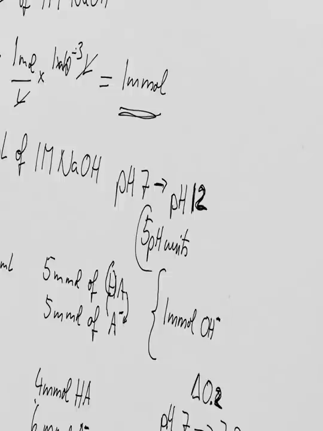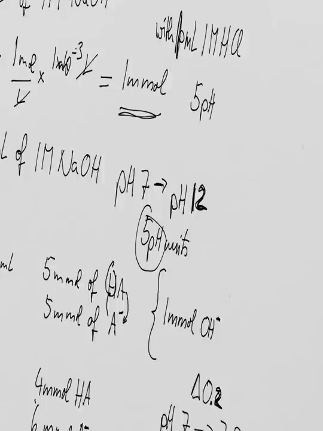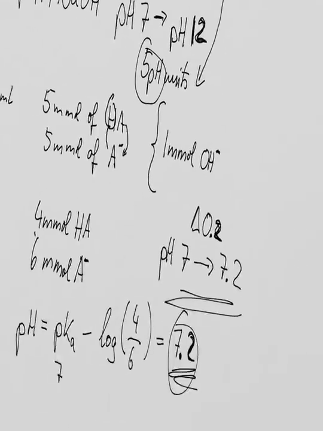Now, I've been asked, why is it 5 pH units? Well, if you remember with the HCl, the change was 5 pH units. With 1 milliliter of a 1 molar HCl, we changed 5 pH units. And if we do exactly the same with an OH minus, same concentration, same volume, it will also be 5 pH units. Does that answer the question, Jaloka? Hope so. But I can show you later again.